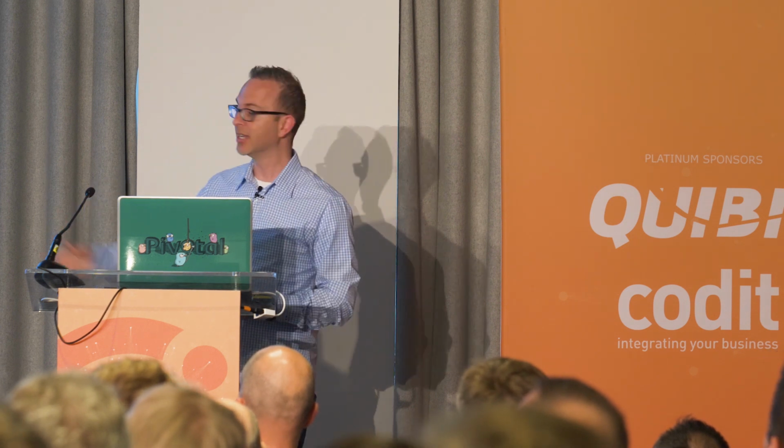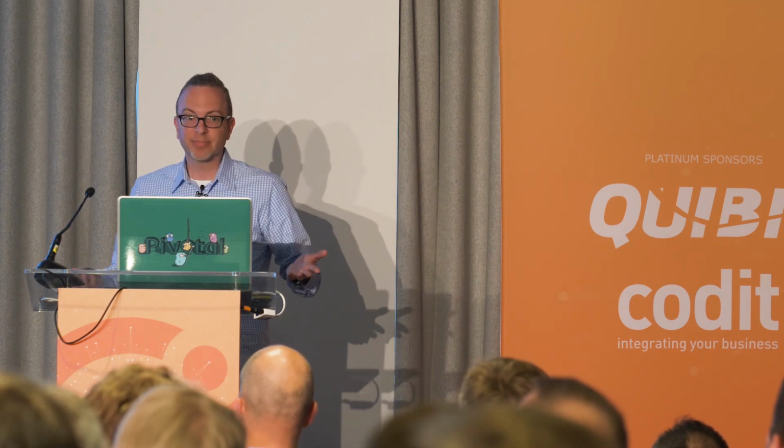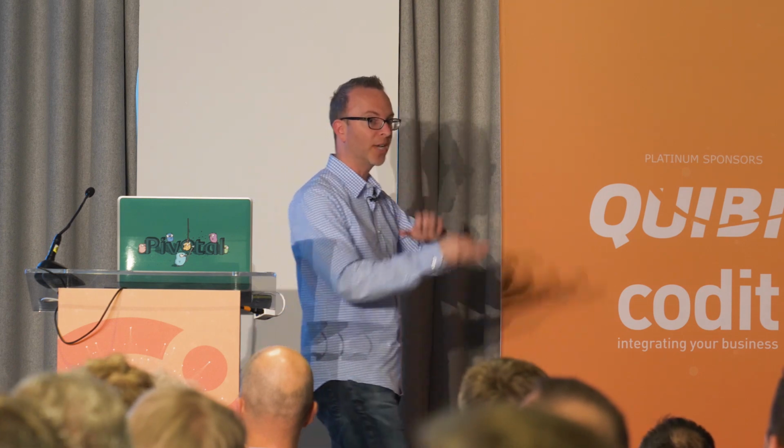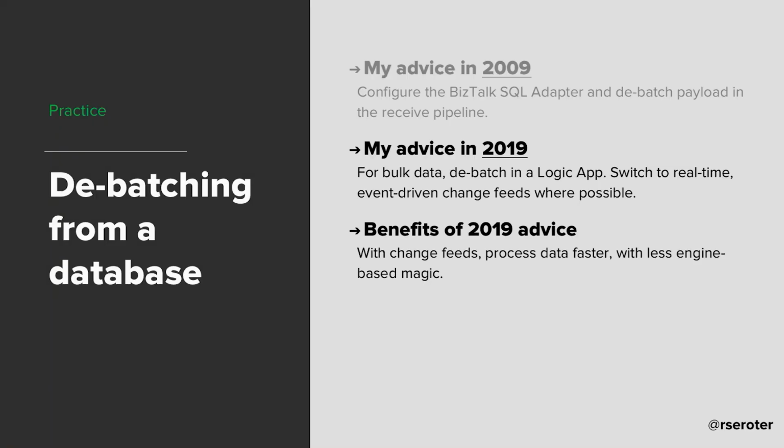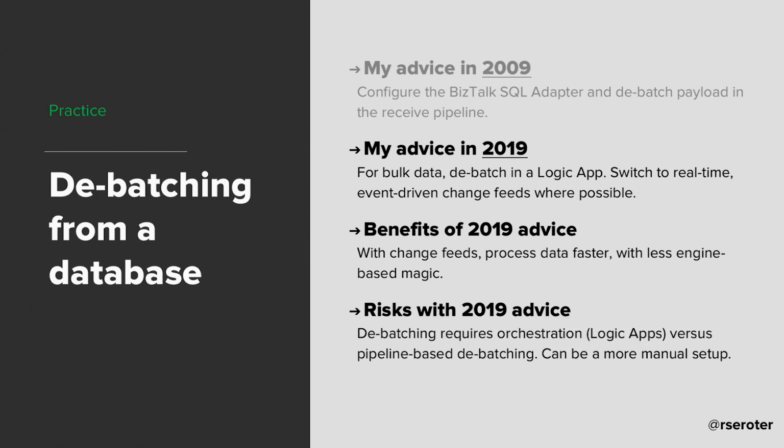So the benefits of that is, hey, things like change feeds, I'm processing faster. I'm not relying on pipeline magic to magically be decomposing things and figuring out where in the XSD schema it's supposed to tear apart the message and all this kind of fun stuff. How can I get away from the black box potentially and do more?